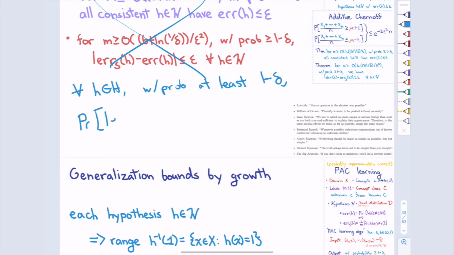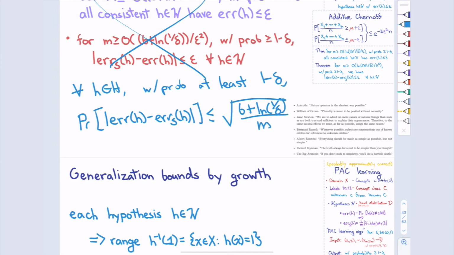For all h, the true error minus the sample error, let's see if I can get this right, is at most the square root of b plus log 1 over delta, over m, something like this. So in other words, here m is fixed, although it probably needs to be bigger than b plus log. Let me replace b: this is the b just for this hypothesis, the number of bits that's used to describe the hypothesis.